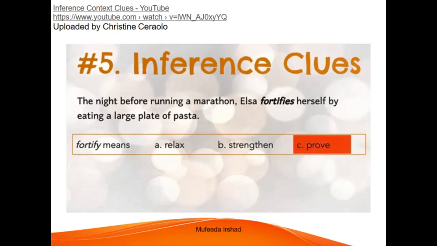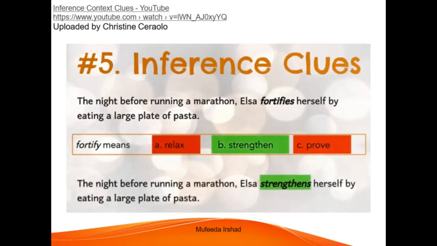Right, well, I don't think it's going to be prove because eating pasta is not going to prove that you're a good runner, and it doesn't really prove anything at this point. Relax, she probably should get some rest, but that has nothing to do with the plate of pasta. So strengthen is what I'm going to go with. The night before running a marathon, Elsa strengthens herself by eating a large plate of pasta. Well, it's going to give her energy, and she's going to be running a marathon over 26 miles, so she's definitely going to need to strengthen herself.